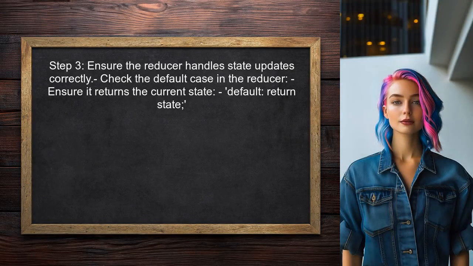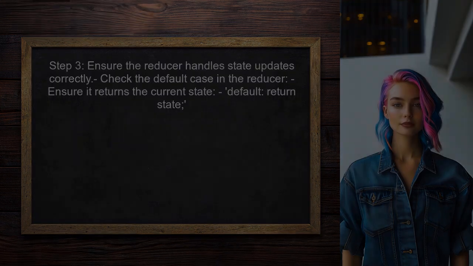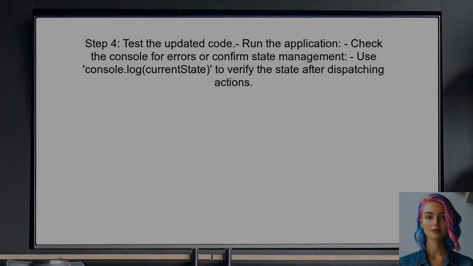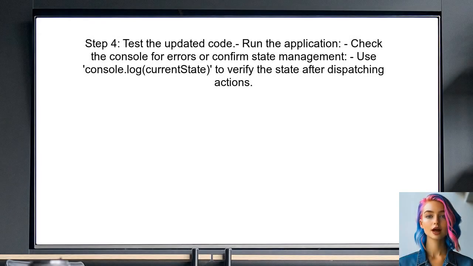Additionally, the user should ensure that the reducer is correctly handling the state updates. This means checking that the state is being returned properly in the default case of the reducer. Finally, the user can test the updated code to see if the error persists. They should run the application and check the console for any new errors or confirmations that the state is being managed correctly.